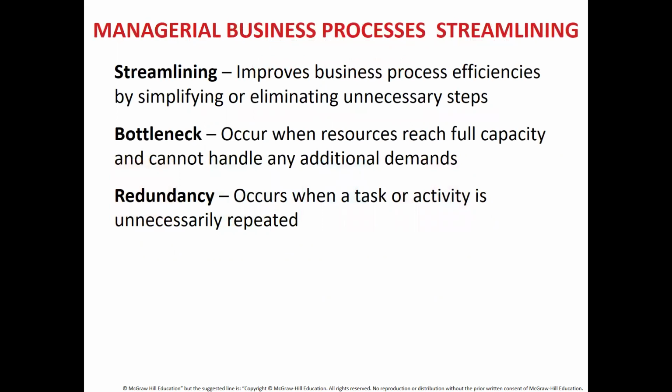Managerial business processes. Now we're talking about streamlining. Streamlining basically improves business process efficiencies by simplifying or eliminating unnecessary steps. An example of streamlining would be the automatic sending of an email telling a customer that the product has been shipped. The example that I gave is, let's say a customer buys a product online. As soon as he or she buys the product online, the item is packed and then sent over to the customer.